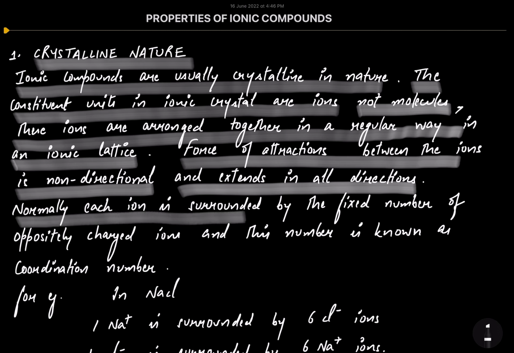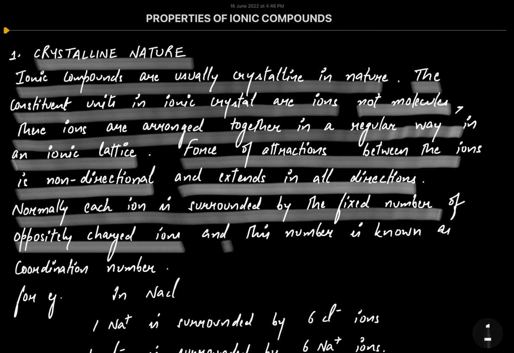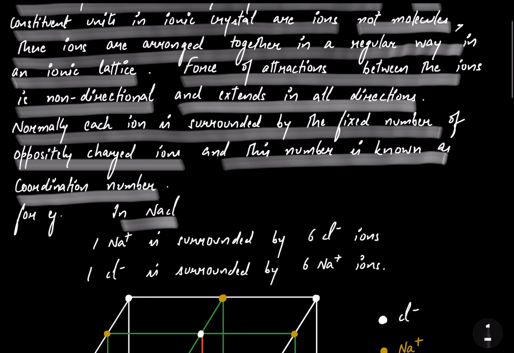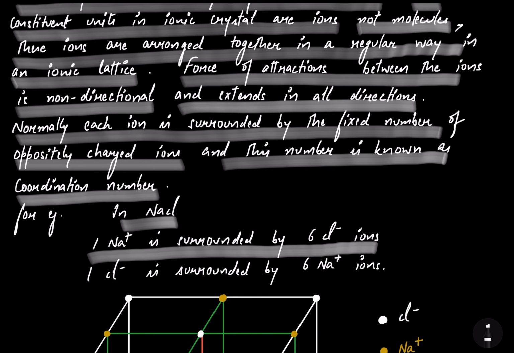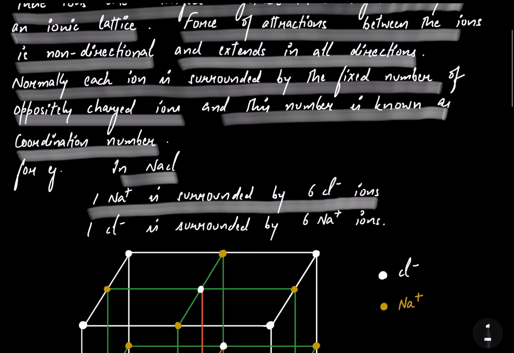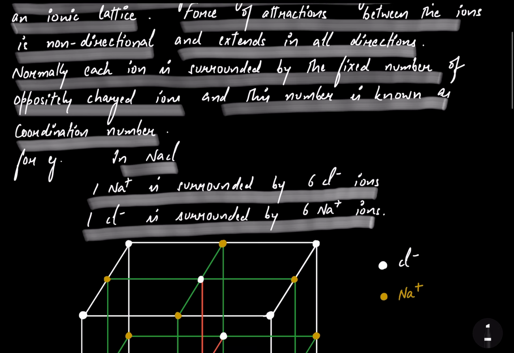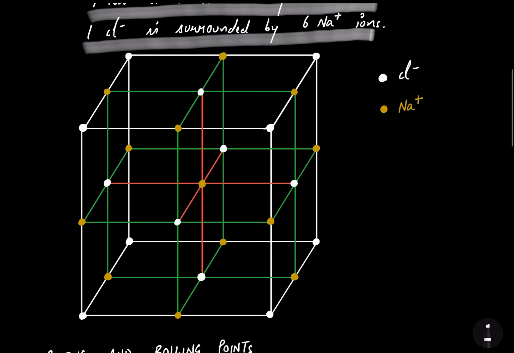Normally, each ion is surrounded by a fixed number of oppositely charged ions, and this number is known as the coordination number. For example, in case of NaCl, one Na+ ion is surrounded by 6 Cl- ions, or we can say that one Na+ forms ionic bonds with 6 Cl- ions. On the other hand, one Cl- is surrounded by 6 Na+ ions, that is, one Cl- forms ionic bonds with 6 Na+ ions. This is the lattice of NaCl.